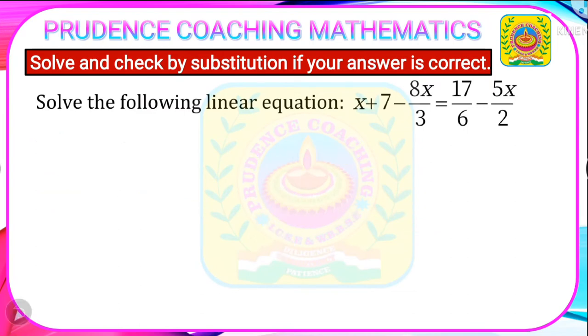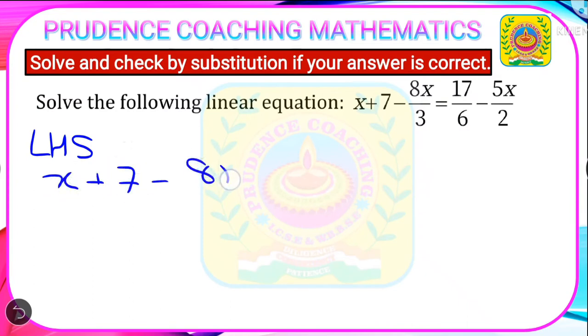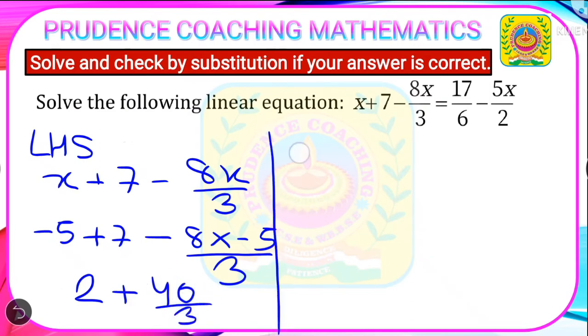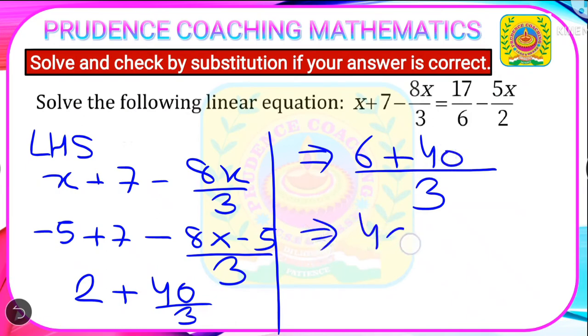Now we need to verify the answer. So now we will start with LHS. On the left hand side we have x plus 7 minus 8x by 3. So we will put here minus 5 plus 7 minus 8 into minus 5 by 3. So if we calculate, minus 5 and plus 7 we will get 2, and here minus and minus, if we multiply we will get plus 8 into 5, which will give you 40, 40 by 3. So ultimately what you will get on the left hand side is, here 3 is the LCM, 3 2s are 6 plus 40, so you will get 46 by 3 on the left hand side.